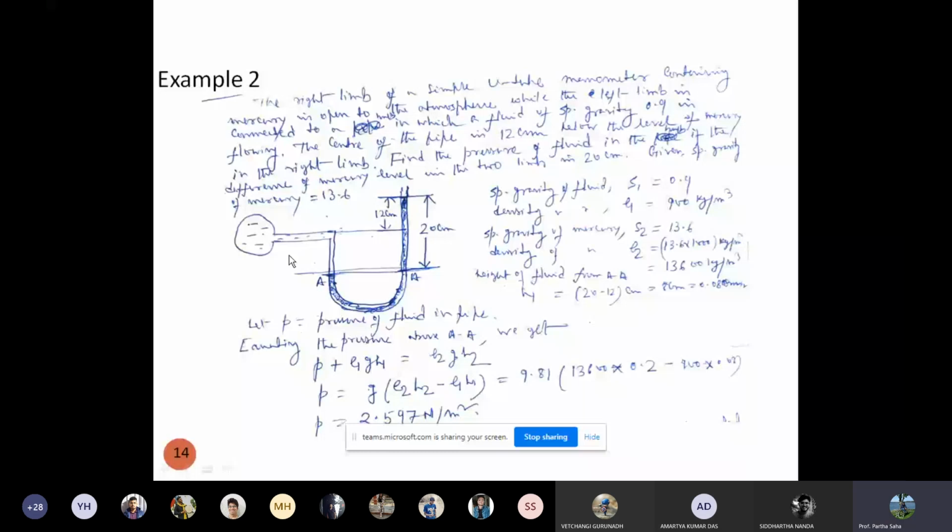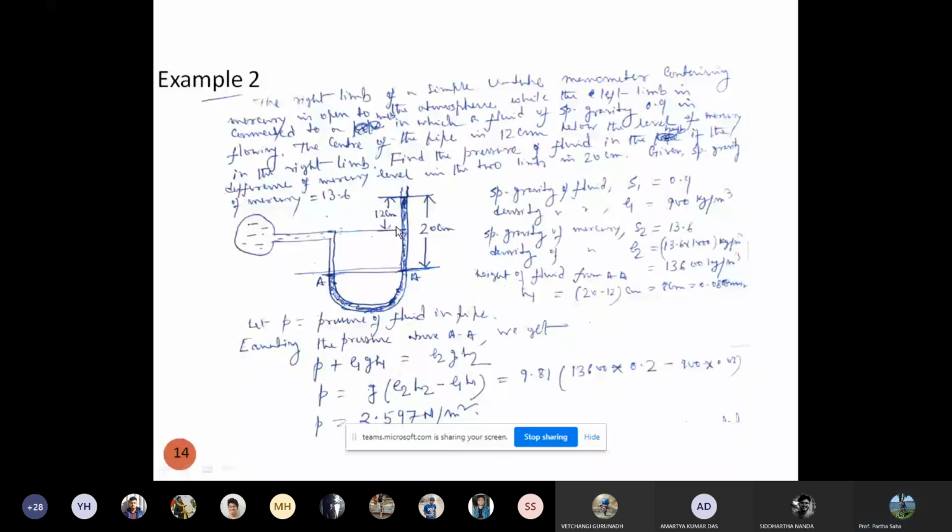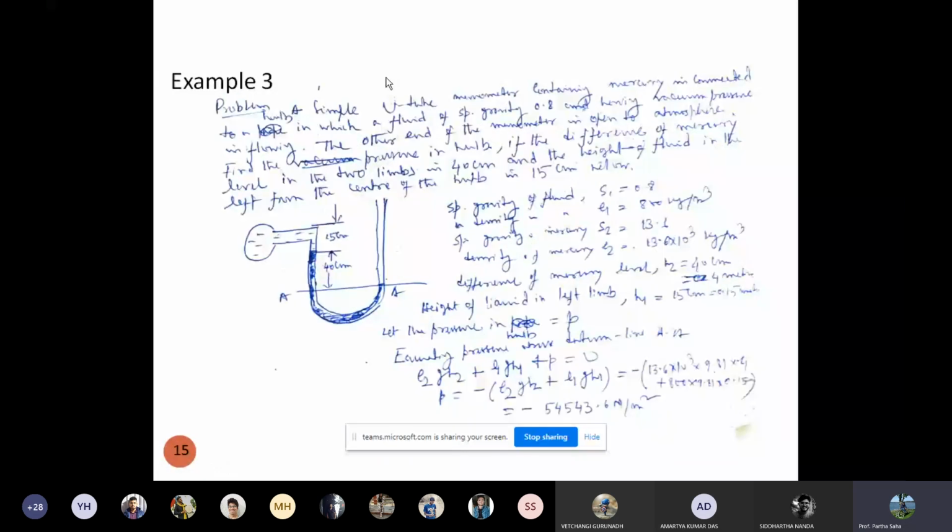Another problem I think you should look into, there's a vacuum thing here. A simple U-tube manometer containing mercury is connected to a bulb in which a fluid of specific gravity 0.8 is flowing, having a vacuum pressure. Due to the vacuum pressure, you're sucking it, a negative pressure, so the mercury will dip. In the previous problem the mercury rose because it was at atmospheric pressure. Here the mercury has fallen because of vacuum pressure, that is a negative pressure. Vacuum pressure means from atmospheric pressure you're drawing out the air, so you're going to negative pressure.